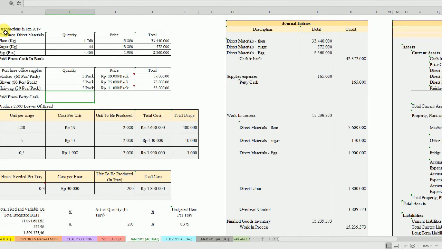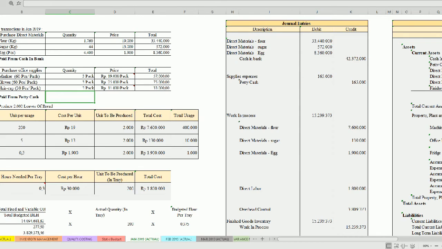Next, these are the following transactions in January of 2019, and all the transactions need to be recorded in journal entries. On the 1st of January 2019, purchase direct materials: flour, sugar, and egg. The quantity times the price gives the total cost of direct materials. The journal will be direct materials of flour, sugar, egg to cash and bank.